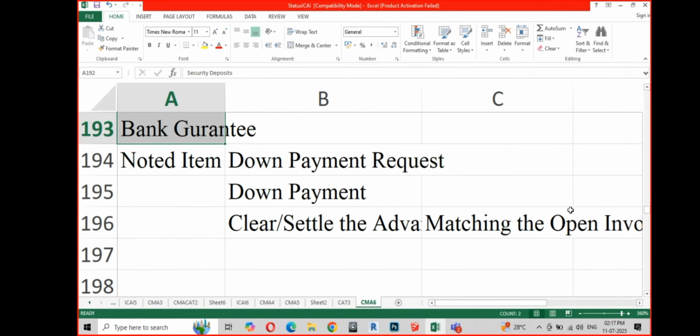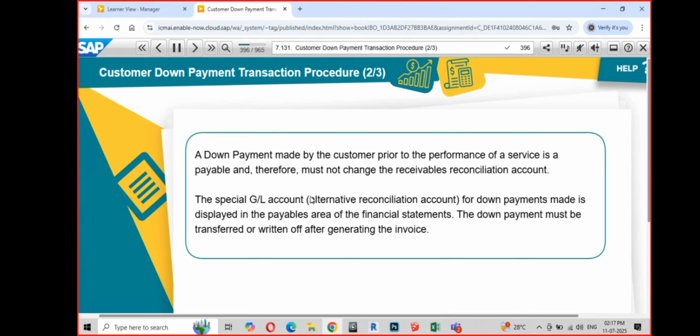Now, see, it is called an alternative reconciliation account. The same thing happens with your payables also. So you must create an alternative reconciliation account for your down payments. Right? Somebody was asking me regarding the bank guarantees or something. I don't remember the question, but now are you getting how SAP handles this?